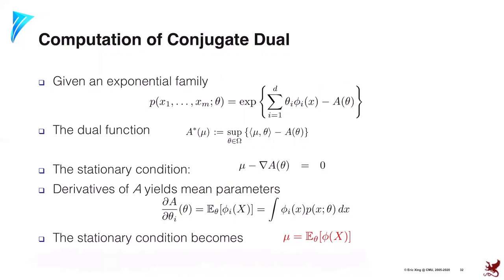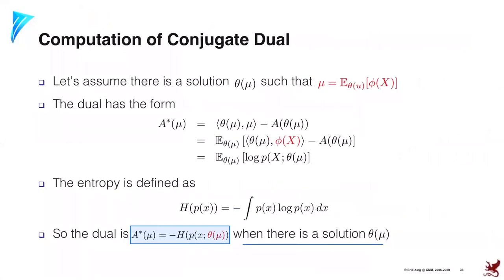And after we have this stationary condition, we should be careful that this mu should actually be restricted to certain domains. So we have to first assume that there is a solution theta(mu). There might not exist this kind of solution because we have some restrictions for the mu. But now we just first assume that there's this solution theta(mu).